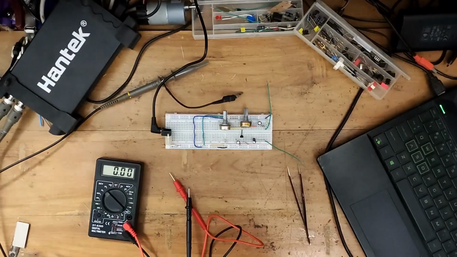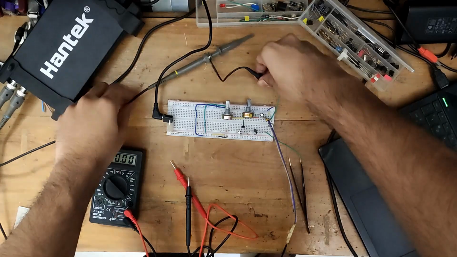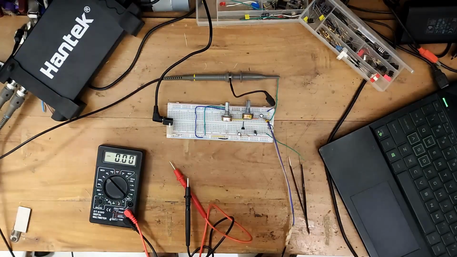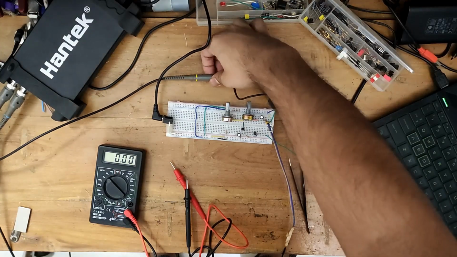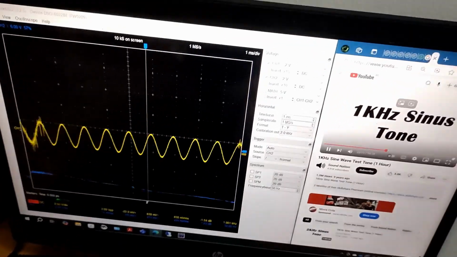Let us see what happens. Now we are going to see what the waveform of this small signal is. For that, we are going to attach a digital storage oscilloscope. Now we shall see what the input voltage looks like. We can clearly see it's a sine wave of about 1 kHz.